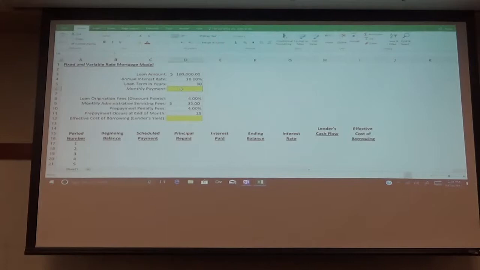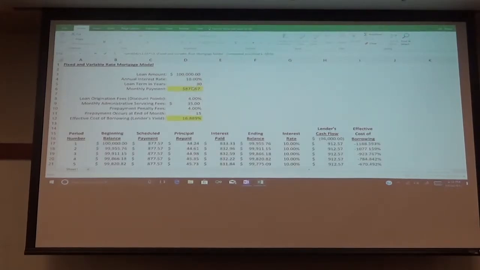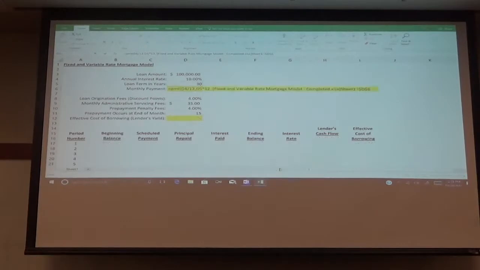Okay. So what you're going to do, if you haven't done it, equal PMT, open parentheses, take your rate, D4, divided by 12, comma, your number of periods, which is the 30, you multiply it by 12, comma, and then capture your present value of 100,000, and that's really all you need. You don't really need to worry about the future value or the type. And there it is, 877.57.